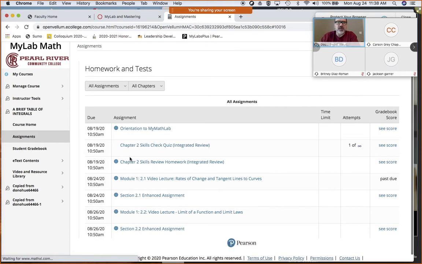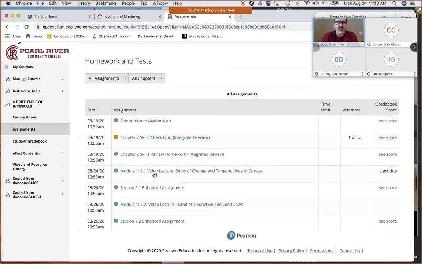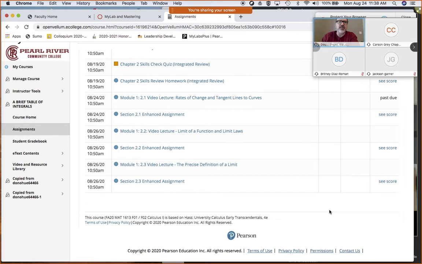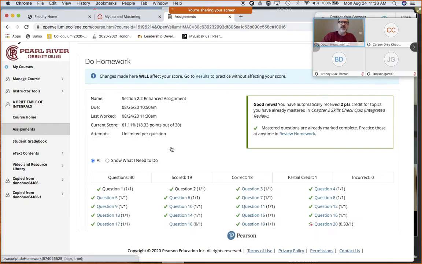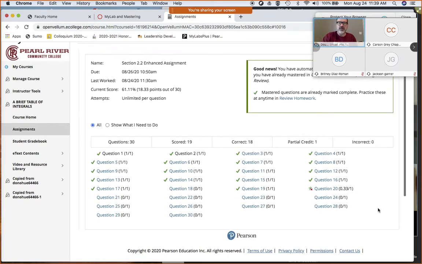So if you see here in the assignment list, Module 1, Section 2.1, I put the video on rates of change, tangent lines to curves before the assignment. And so today the video on limit of a function and the limit laws come before the assignment. Just extra, not that you have to do them. I put the video on the precise definition of a limit before the assignment. So anyway, when I found those, I thought that might be extremely helpful for some of y'all to have access to.